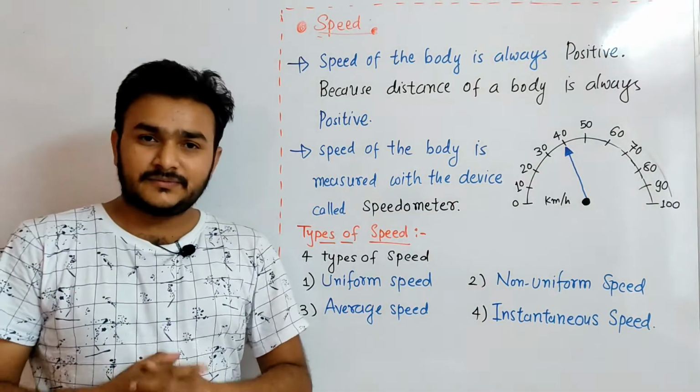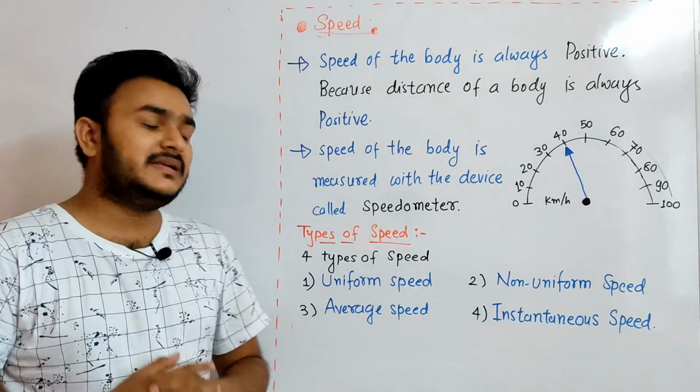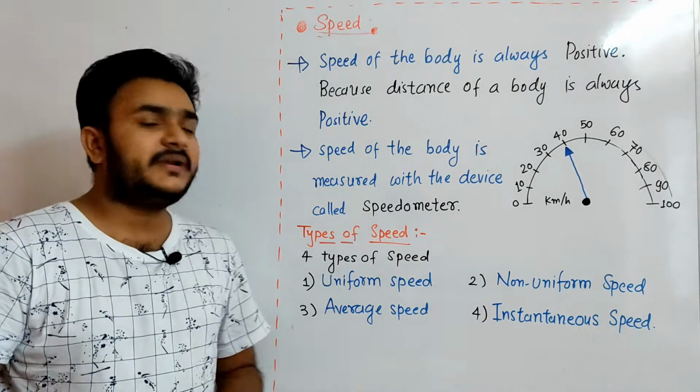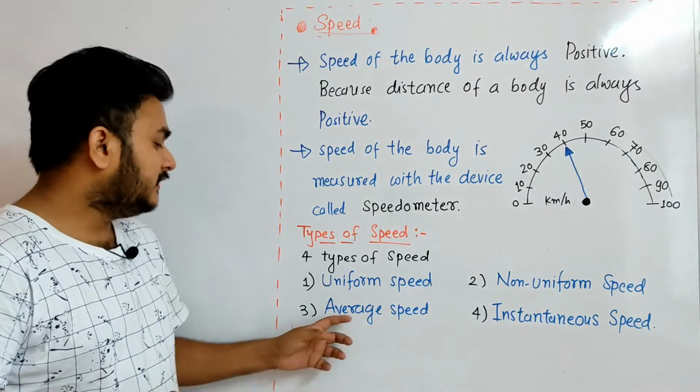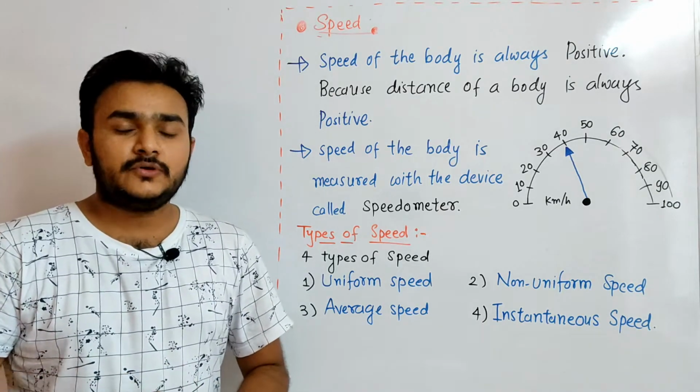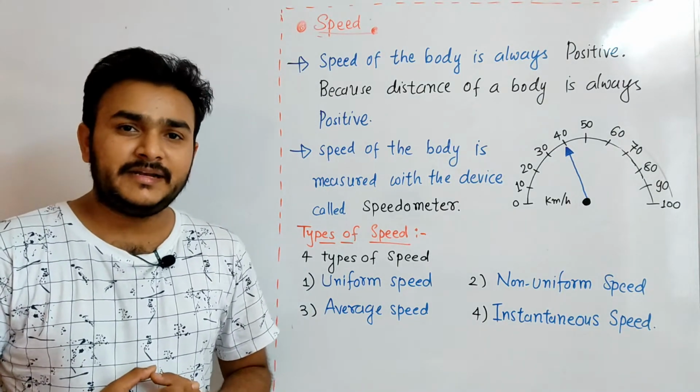Now, the next thing is how many types of speed there are. Basically, there are 4 types of speed. One is uniform speed, the second is non-uniform speed, the third is average speed, and the fourth is instantaneous speed. So let us discuss them in detail.